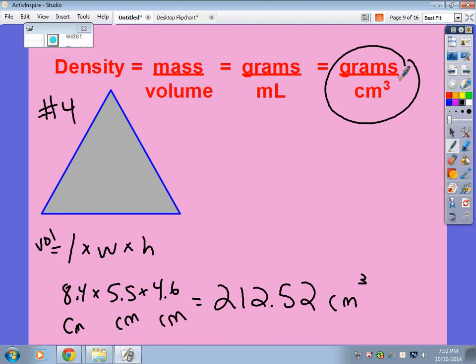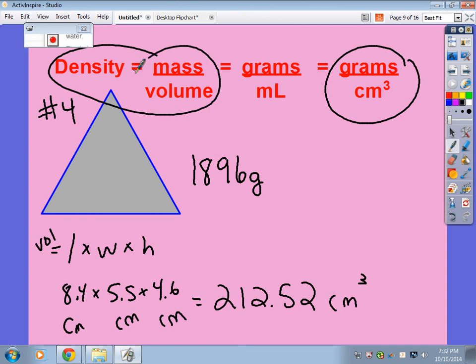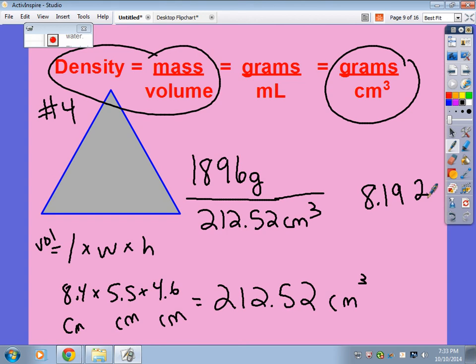I know it has a mass. It weighs this many grams. So what do I know? My equation is density equals mass divided by volume. So I'm going to take 1896 grams and divide it by 212.52 cubic centimeters. I'm going to go ahead and do my numbers first. And that is 8.192. And what are my units going to be? Grams per cubic centimeter. That's my density, how much stuff is packed per unit area.